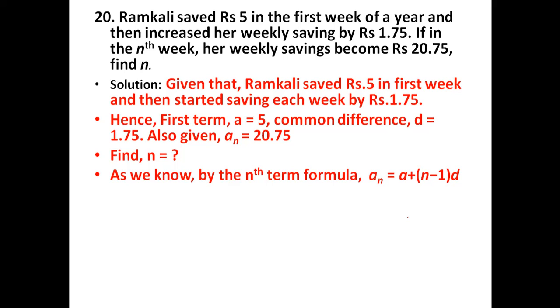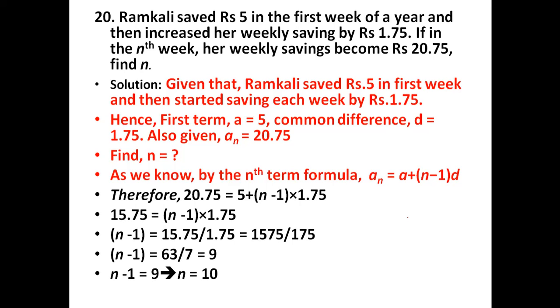Putting this in the formula, an equal to a plus n minus 1 into d. So it will be 20.75 equal to 5 plus n minus 1 into 1.75. So we take 5 to the other side of the equal sign: 15.75 equal to n minus 1 into 1.75. Bringing 1.75 to the other side, it will be 15.75 divided by 1.75. So that is equal to 63 by 7.